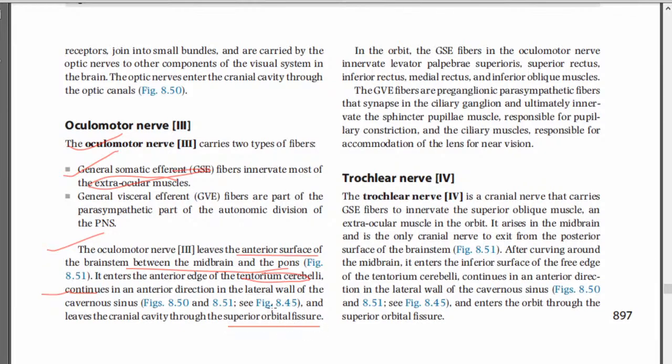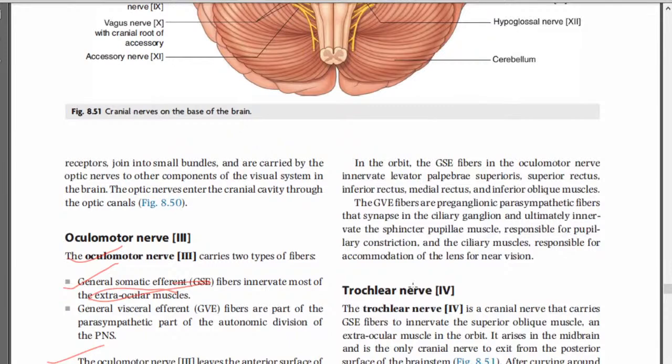So we need to remember these terms. One, it emerges from the anterior surface of the brainstem, between the midbrain and the pons. Next, it enters the anterior edge of the tentorium cerebelli, then the lateral wall of the cavernous sinus, and the superior orbital fissure. These four terms we need to understand.